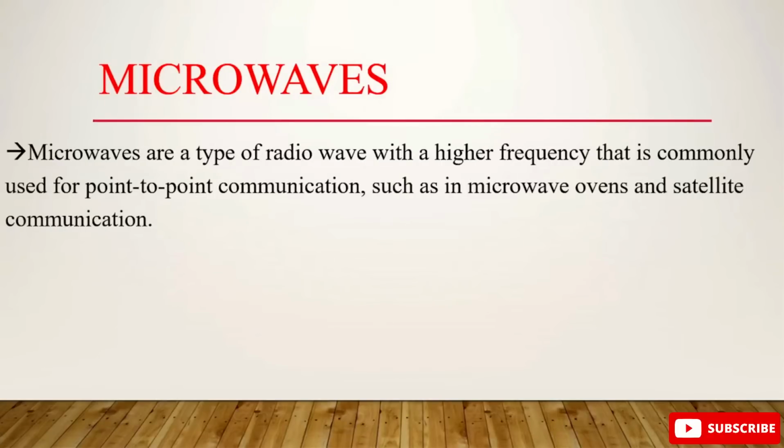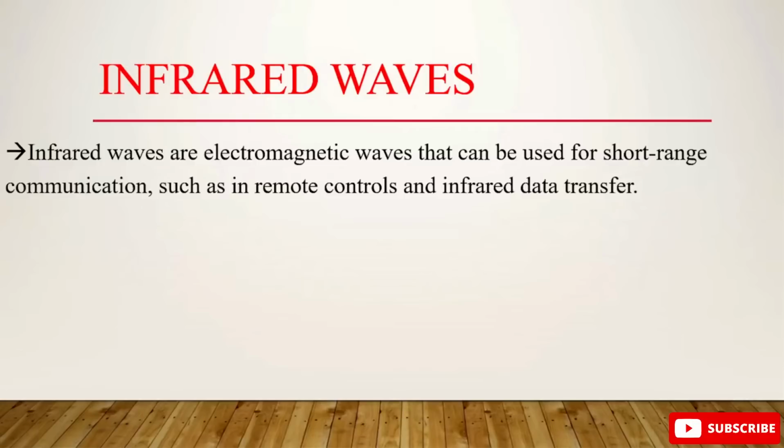Microwaves are a type of radio wave with a higher frequency that is commonly used for point-to-point communication, such as in microwave ovens and satellite communication. Infrared waves. Infrared waves are electromagnetic waves that can be used for short-range communication, such as in remote controls and infrared data transfer.